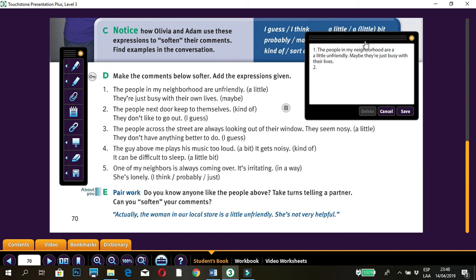Let's go with number 2. It says here, the people next door keep to themselves, yeah? Okay, so what you can say is, the people next door kind of keep to themselves. O sea, they keep out, okay? Say, I guess they don't, okay? Very good.